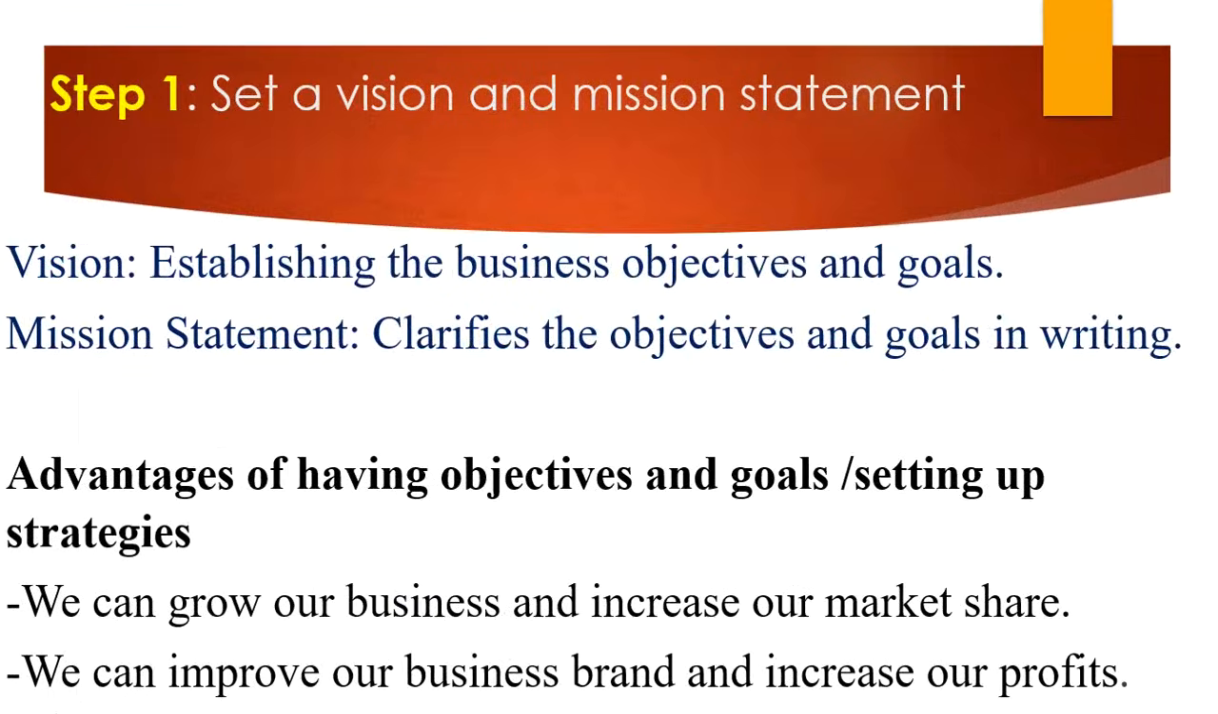Let's go to step 1, which has to do with setting up a vision and mission statement. What is a vision? A vision is basically establishing or coming up with business objectives and goals. Now, objectives are short-term strategies, whereas the goals will be long-term strategies. That's basically what a vision is, coming up with objectives and goals. And then when we clarify and put those in writing, we will have the business mission statement.